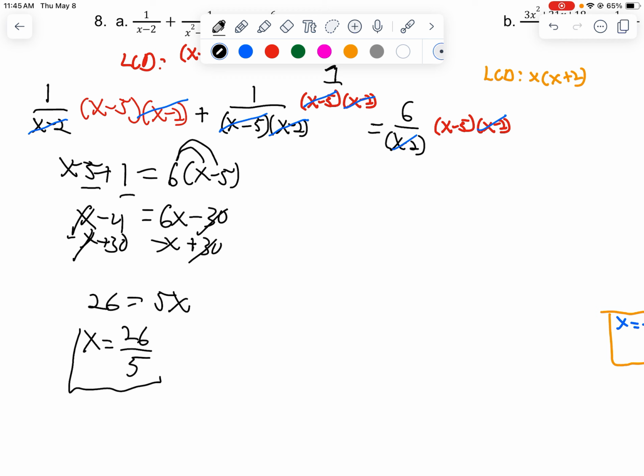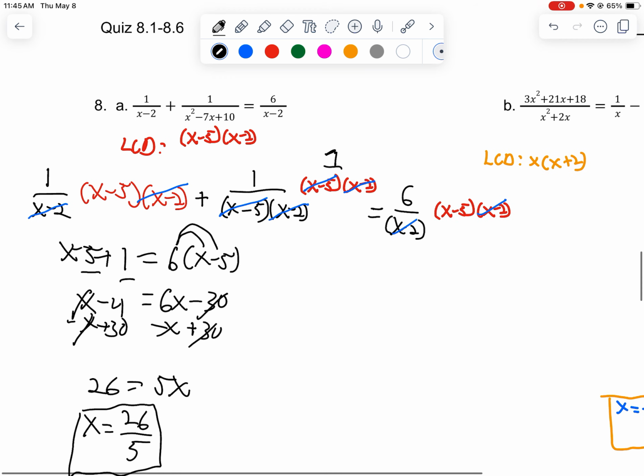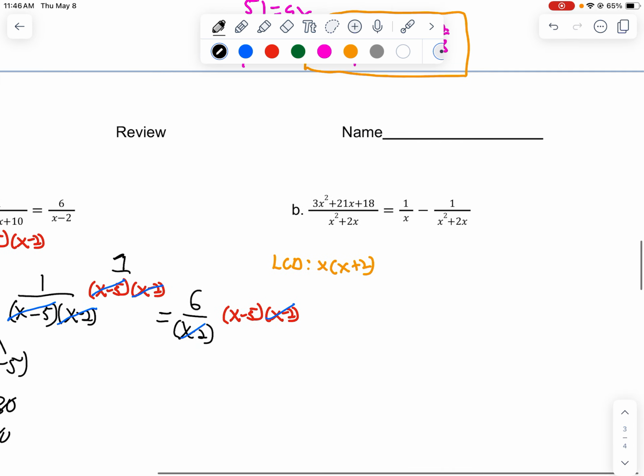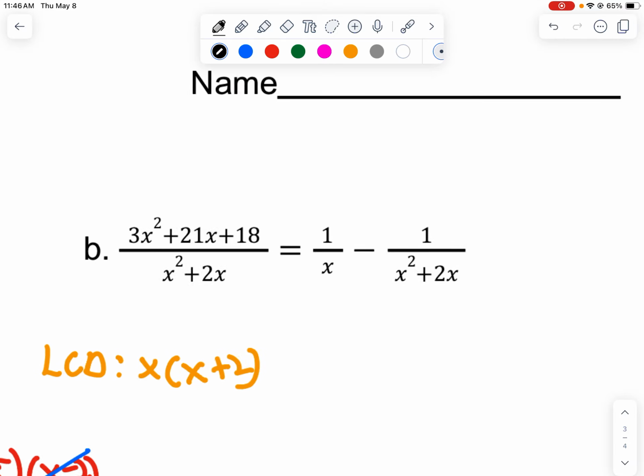Kind of ugly. When we solve these equations, always check that it doesn't make the LCD equal to 0. And 26 over 5 does not make the LCD equal to 0. Okay. The last one is probably the most complicated.